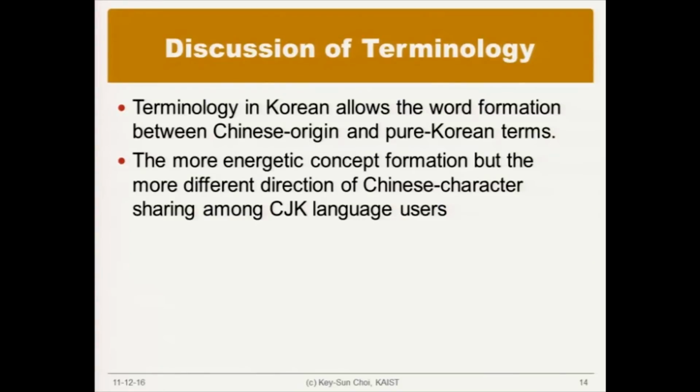Terminology in Korean allows word formation between Chinese-origin and pure Korean terms. It was very hard traditionally, but now there is a tendency to make word formations by using Chinese character-derived and pure Korean terms. Also, there is a tendency toward more energetic concept formation using these two different character types, but in a different direction from Chinese character sharing among CJK languages. Because the Korean physics society wants to make a purer Korean terminology, it is a different direction from sharing Chinese character-derived terminology.